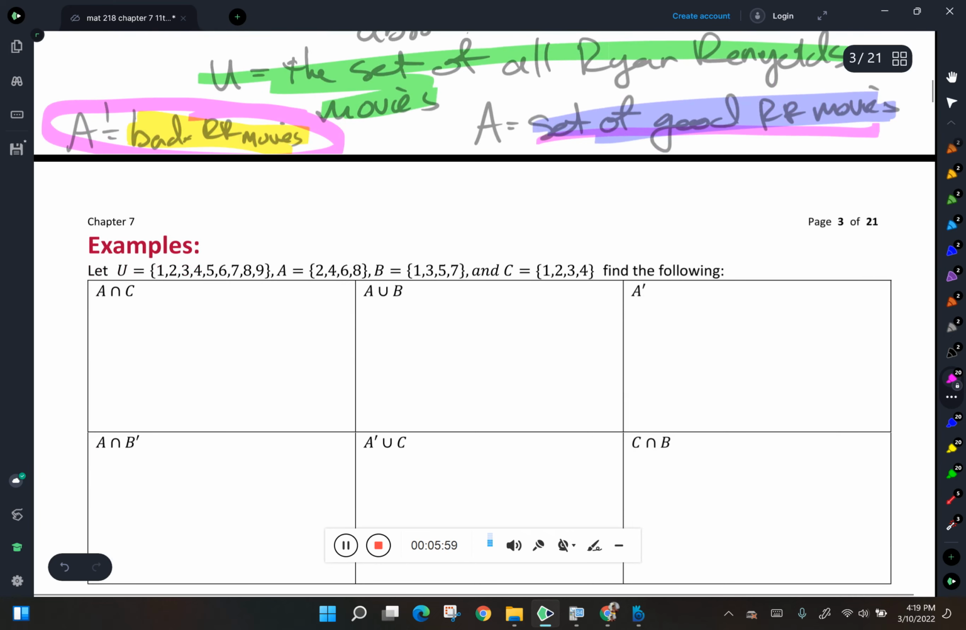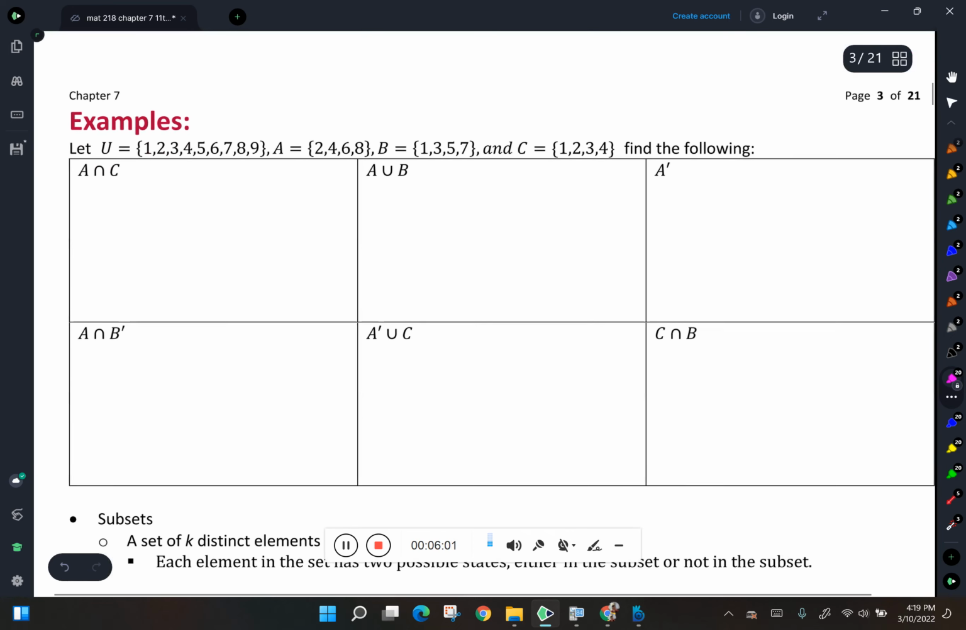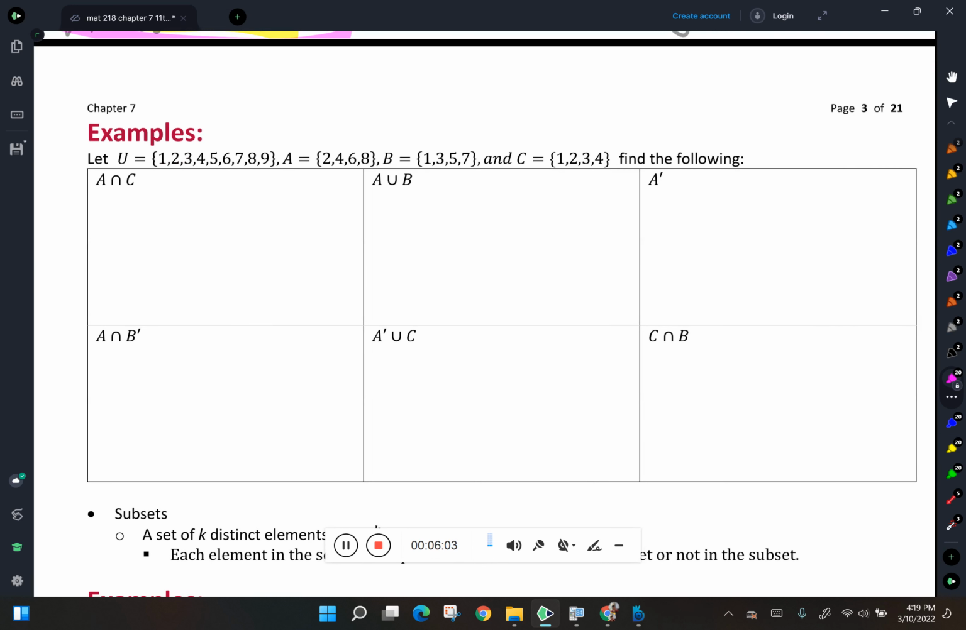All right, let's take a look at some examples, some numbers. I've got a universe defined over here. My universe is the set 1, 2, 3, 4, 5, 6, 7, 8, 9, so it is the first 9 counting numbers. A is the set 2, 4, 6, 8. That's my evens from my universe. B is my set 1, 5, 3, 7. That's my odds from my universe, but not 9, so it's missing 9. And C is 1, 2, 3, 4, the first 4 elements of my universe.